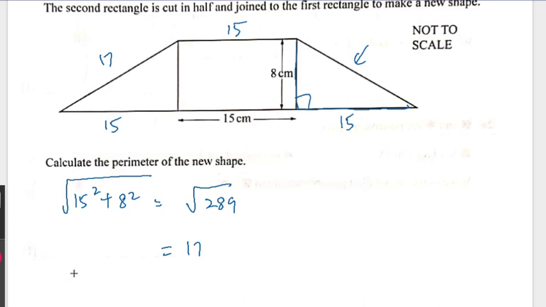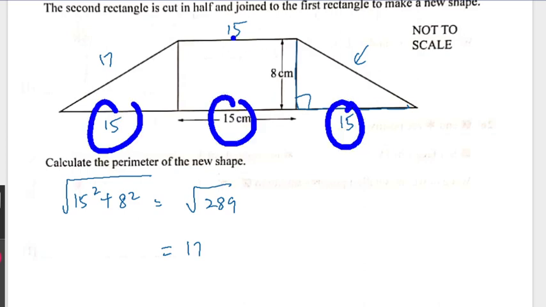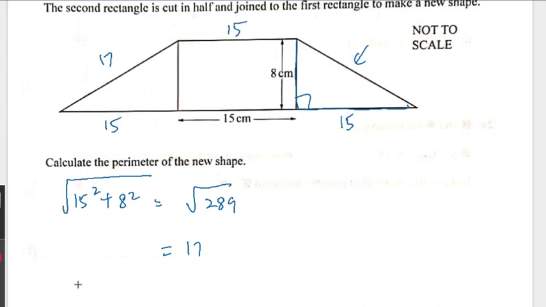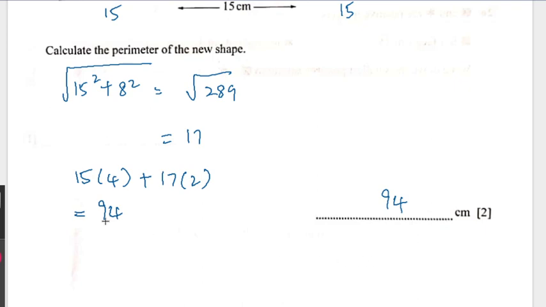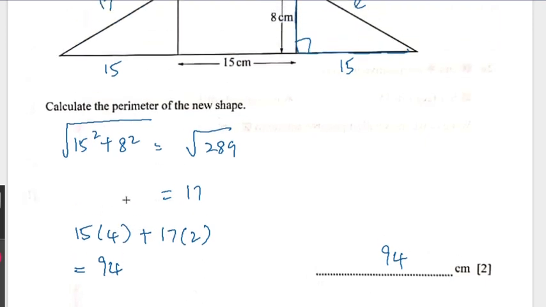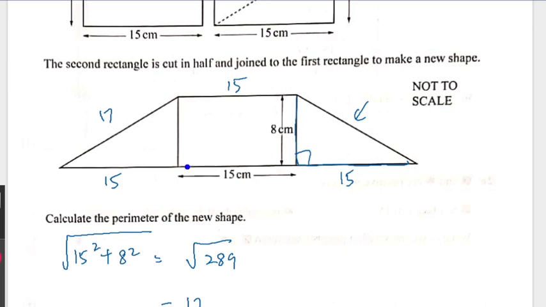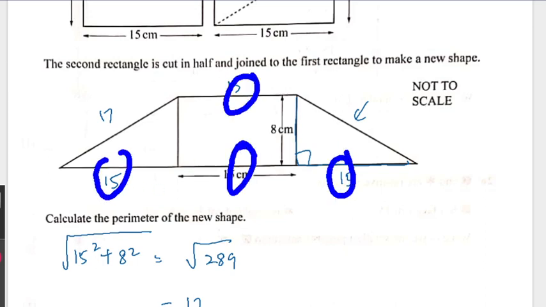So the perimeter is, how many 15s do we have here? 1, 2, 3, 4, so we have 15 times 4, and we have two 17s, 17 times 2. This will give us 15 times 4 plus 17 times 2, which is 94. Here you write 94 centimeters. Oops, sorry, I didn't realize this just now. 15 times 4 plus 17 times 2. Why 15 times 4? Because you have 1, 2, 3, 4. And then you have two 17s.